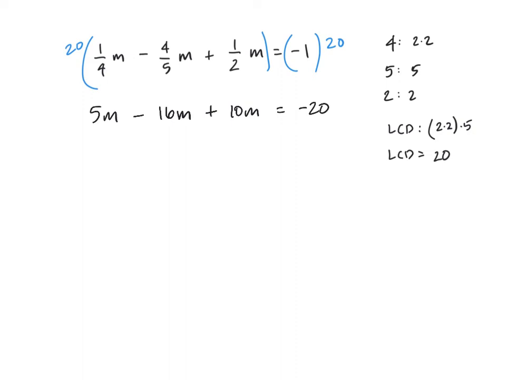So we'll combine our like terms here on the left. I'll have 5m minus 16m, that's -11m, plus 10m. And then that's going to be -m equals -20. So I'll divide both sides by -1, get m equals 20.